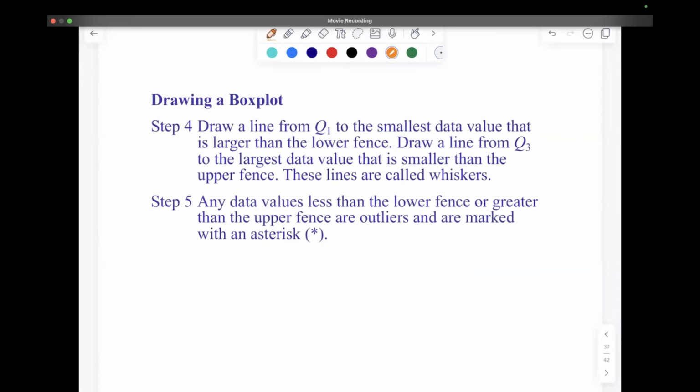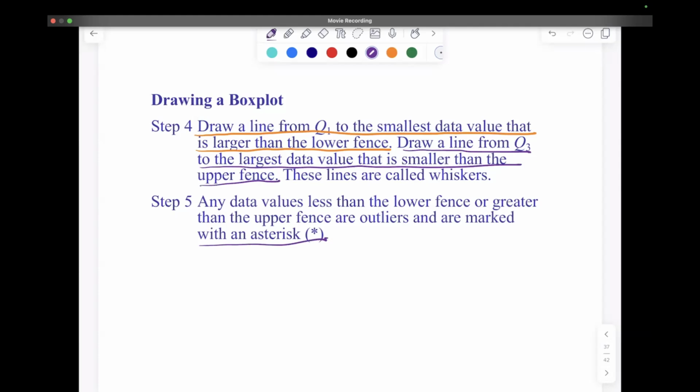Then you're going to draw a line. This is important though. From Q1 to the smallest data value that is larger than the lower fence. So our whiskers, our lines, only go to the last data value inside the fence. Then you're going to draw a line from Q3 to the largest data value that's smaller than the upper fence. So the line above will only go to the last data value that is still inside the fence. If you have an outlier, indicate it with an asterisk.